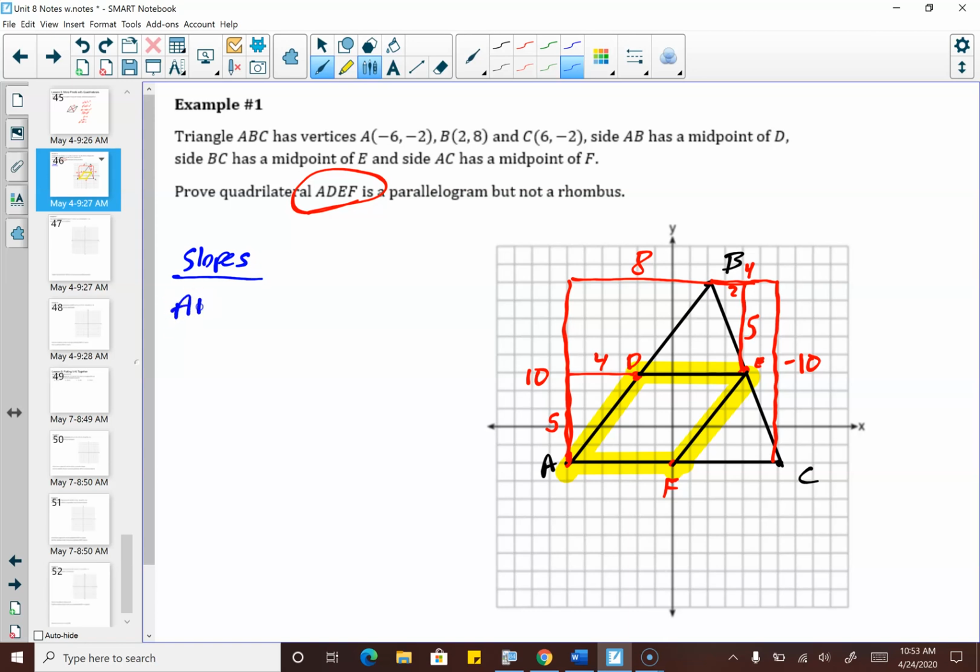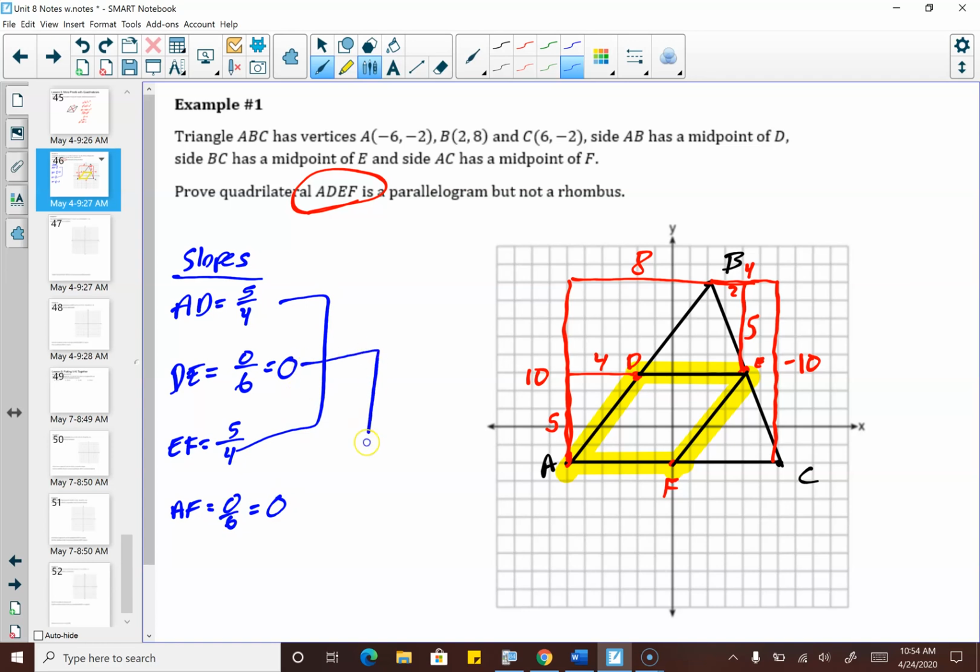So for AD, you can see we actually already have it from our midpoint counting. It was up 5 over 4. For DE, it was up or down 0 over 1, 2, 3, 4, 5, 6. So 0 over 6, well, 0 over anything is 0. For EF, we are up 1, 2, 3, 4, 5 over 1, 2, 3, 4. And then for AF, same thing. It is up or down 0, and then over 1, 2, 3, 4, 5, 6. So we are 0 over 6, which is 0.